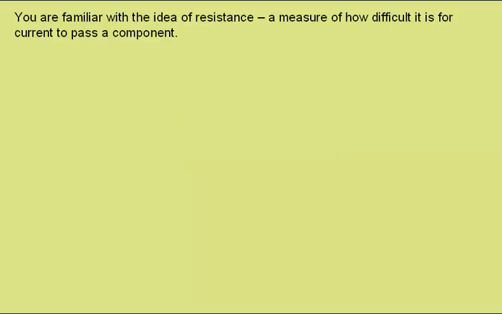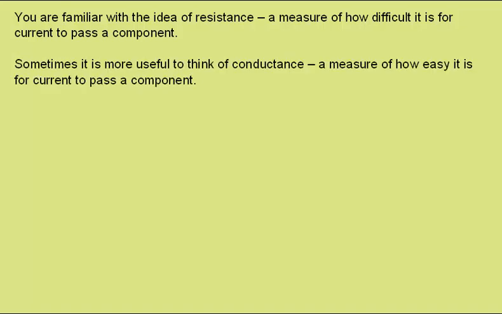Conductance. You're familiar with the idea of resistance, a measure of how difficult it is for current to pass a component. Sometimes it's more useful to think of conductance, a measure of how easy it is for current to pass a component. Something with a high conductance would have a low resistance, and vice versa.